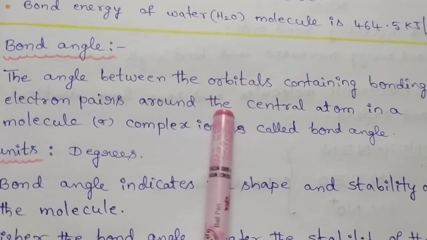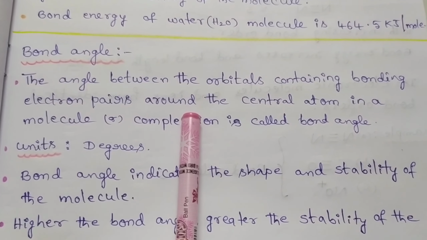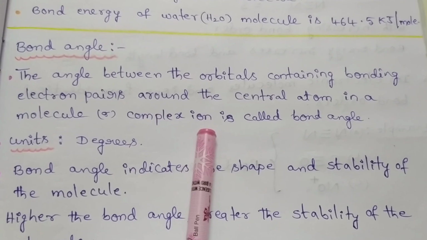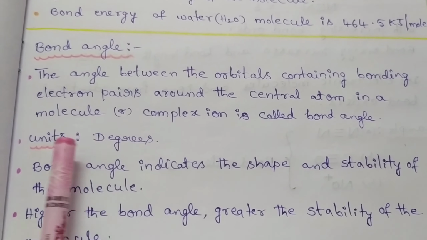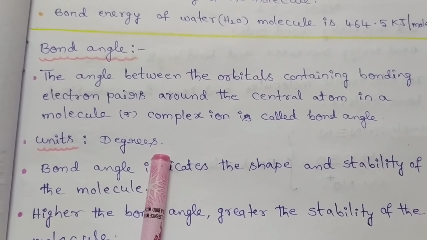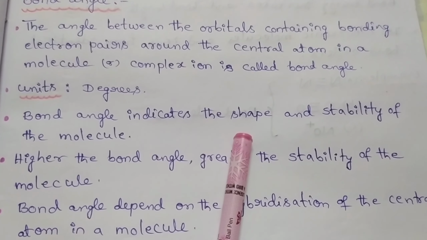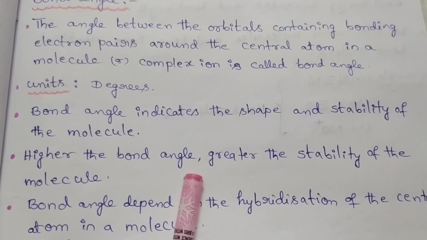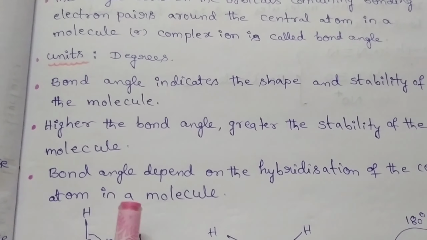Now we discuss the bond angle. The angle between the orbitals containing bonding electron pairs around the central atom in a molecule or in a complex ion is called bond angle. This bond angle's units can be represented in terms of degrees. Bond angle indicates the shape and stability of the molecule.